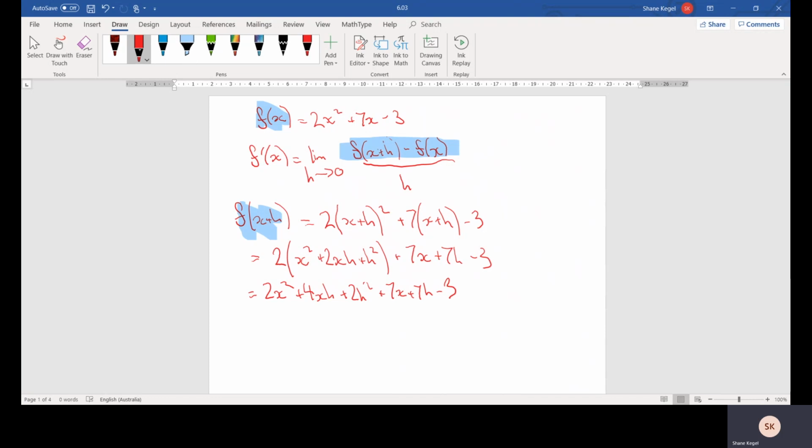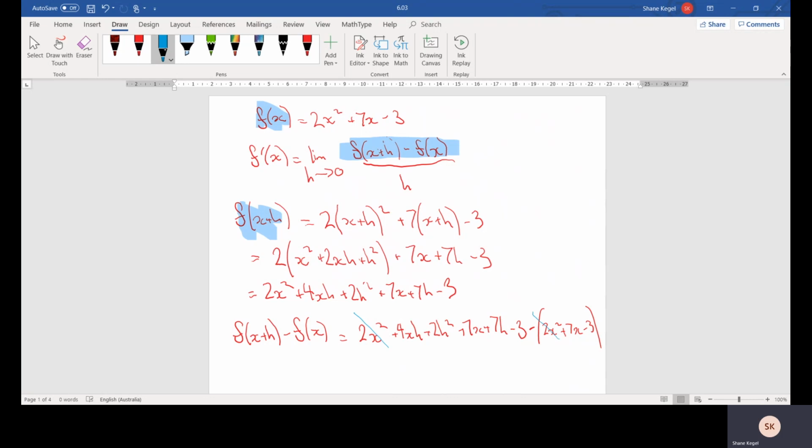So let's just find the top of the fraction, which is f of x plus h, take f of x. So bringing in my value from f of x plus h is this. And then I'm going to take away my other function. So here we go. So 2x squared plus 4xh plus 2h squared plus 7x plus 7h take 3, minus f of x. So my f of x was 2x squared plus 7x take 3. So here I can see 2x squared take 2x squared will cancel.